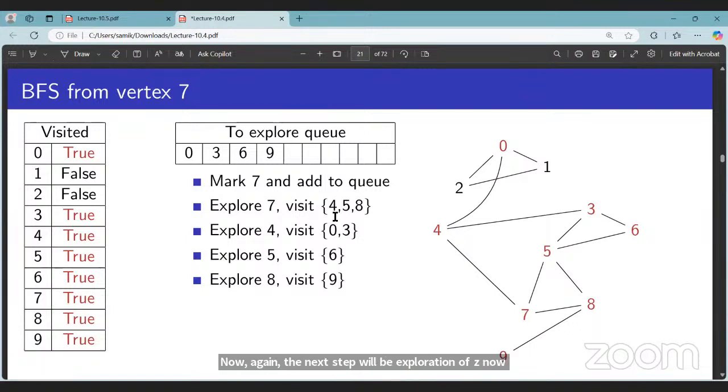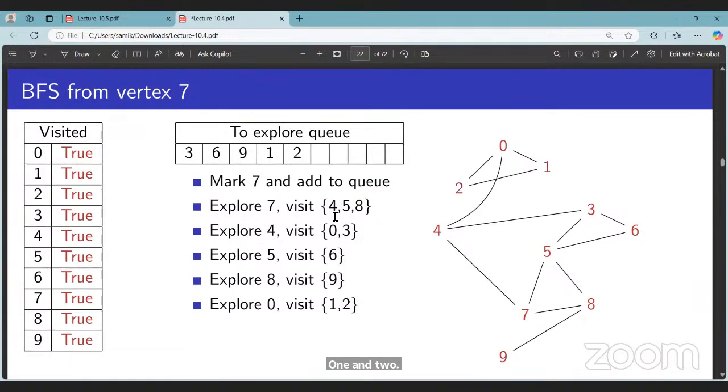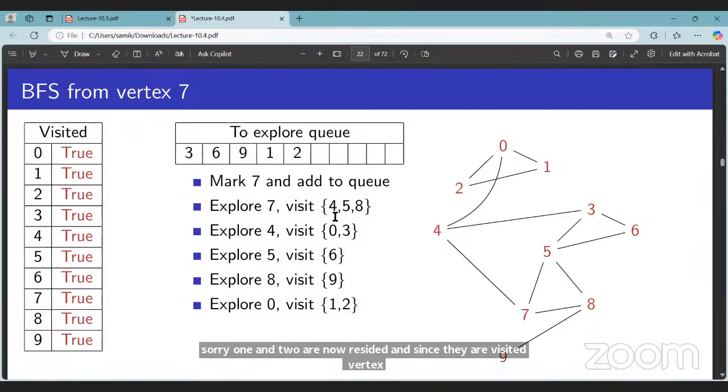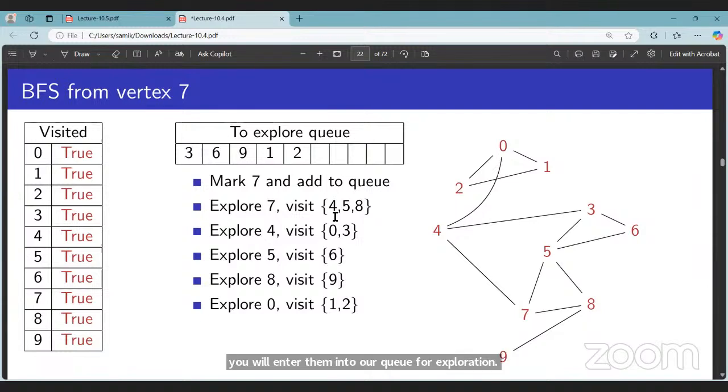1 and 2, correct? Because they are the neighbors of 0. So the exploration of 0 will give us that 1 and 2 are now visited. And since they are visited vertices, we will enter them into our queue for exploration. Again we can write 1 and 2 or 2 and 1, depending on our convention. Since 1 is smallest, we write 1 and 2.